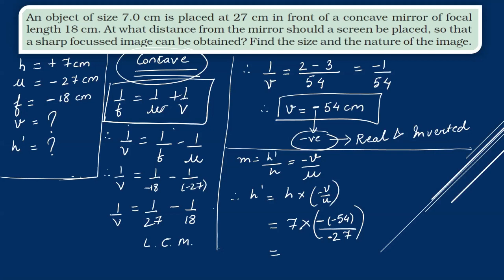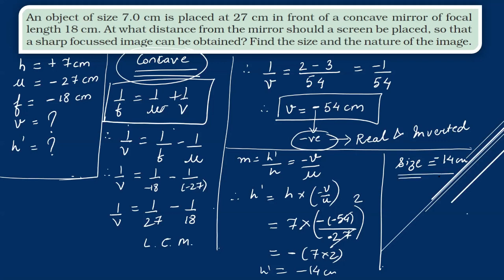You know this negative and this negative will cancel. We will have one negative left. So 54 by 27 will be 2. One negative will be there. So 7 into 2 is equal to minus 14 centimeters. So hence the size of the image will be 14 centimeters, and the negative sign tells that it is going to be an inverted image.